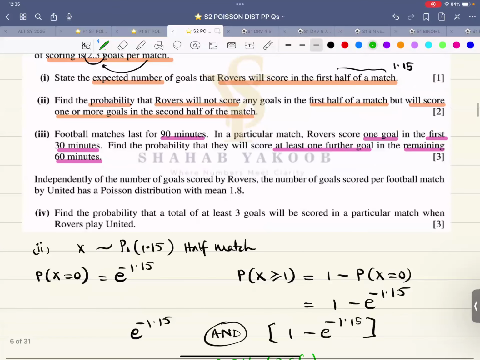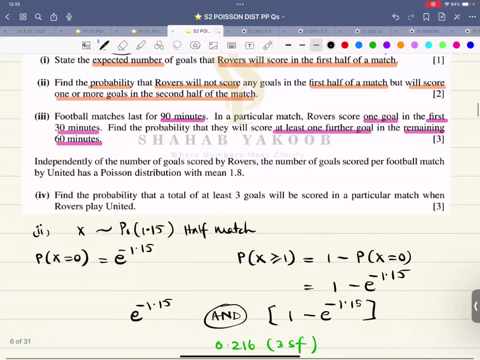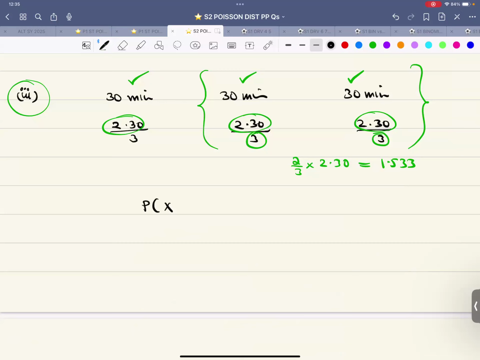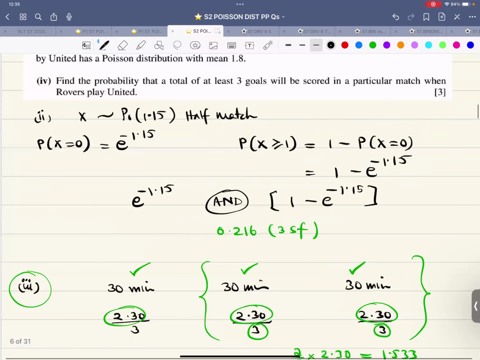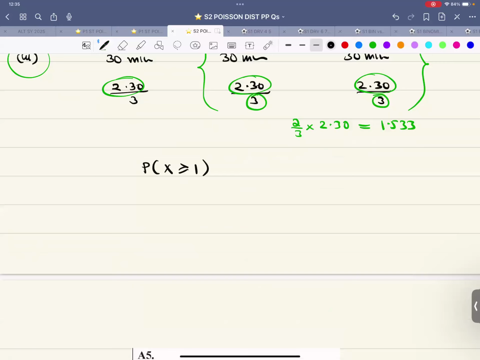And it says one further goal. My bad. We are not interested in the first part, whatever happened, happened. We are interested in the last 60 minutes. Probability X is, it says at least one further goal. So X is greater than or equal to 1. That is 1 minus probability X equals 0.